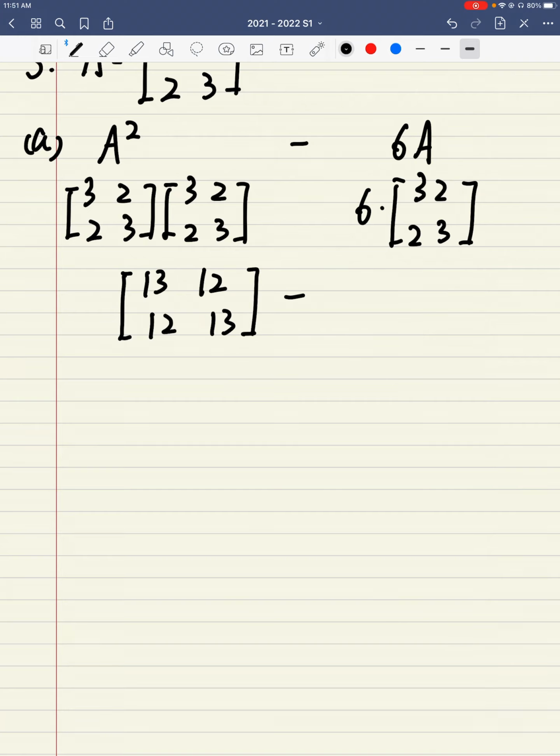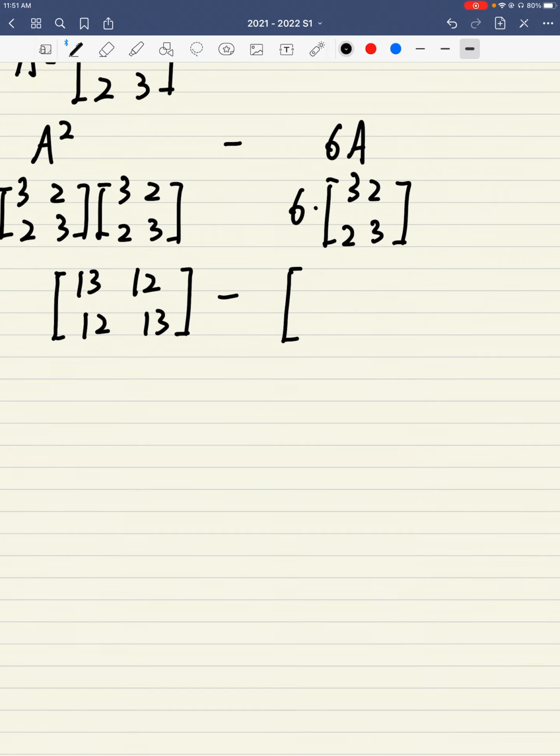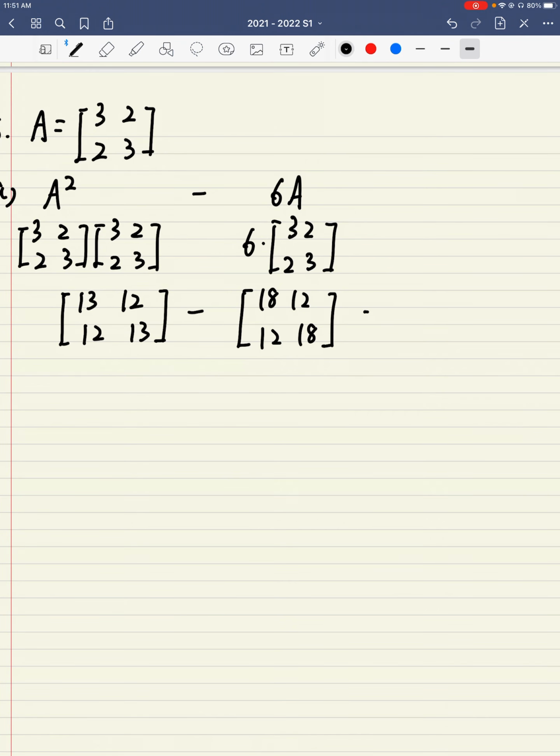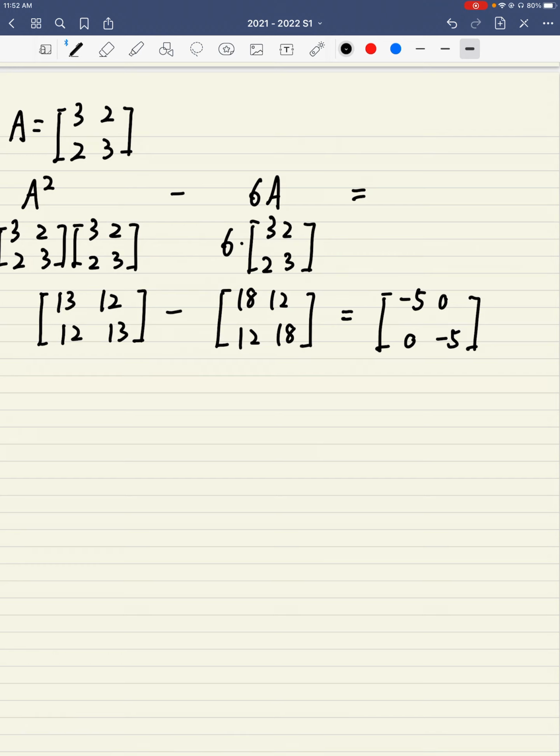Minus 6 times A, just multiply. It's [18, 12; 12, 18]. The result is exactly [-5, 0; 0, -5], which is just negative 5 times I.